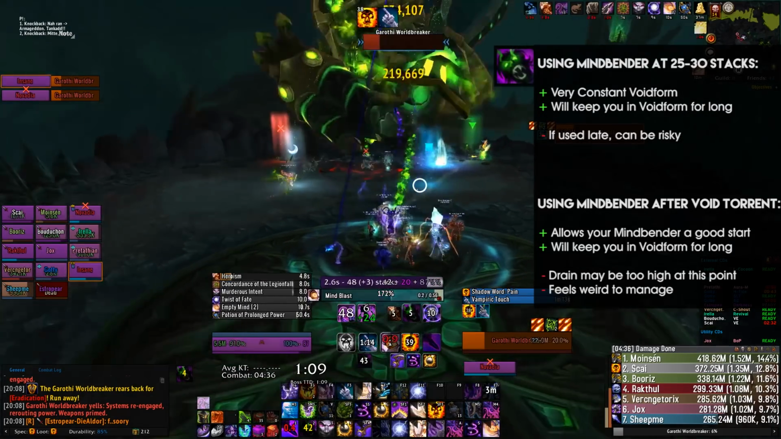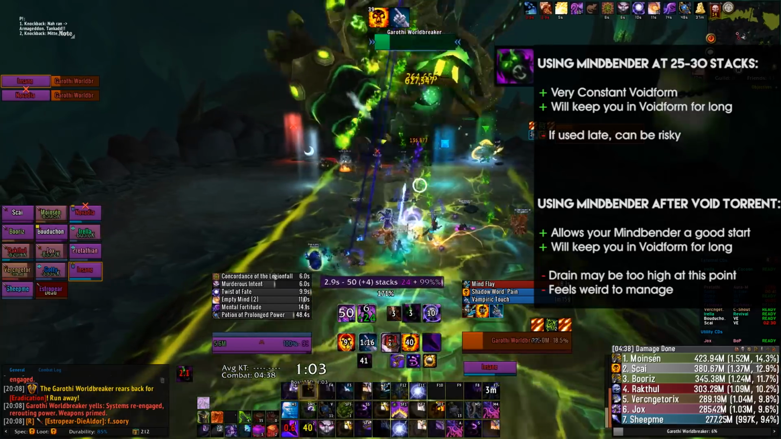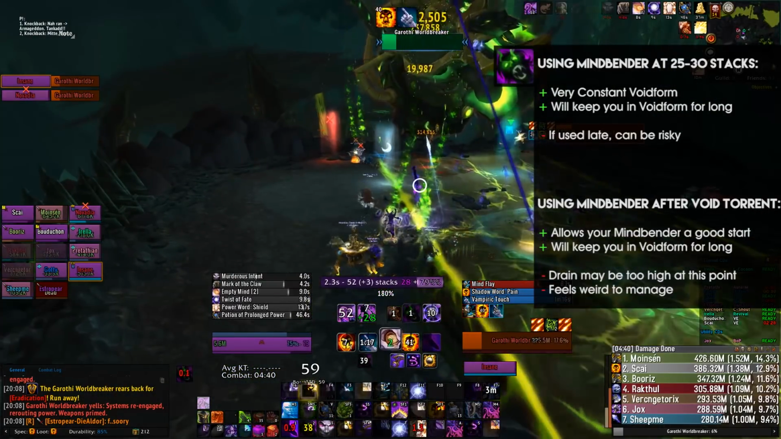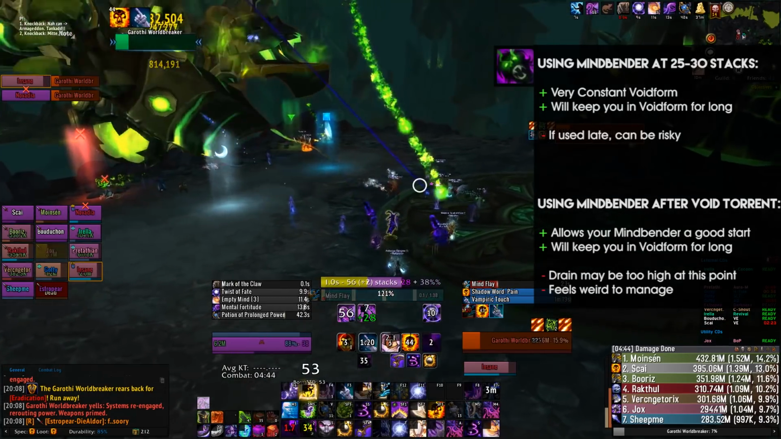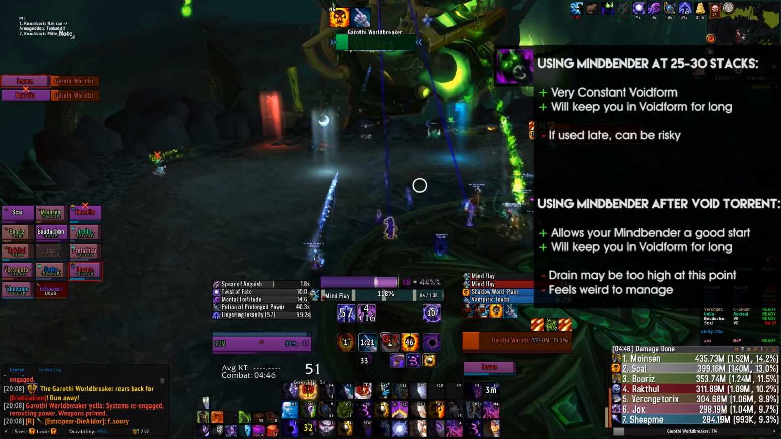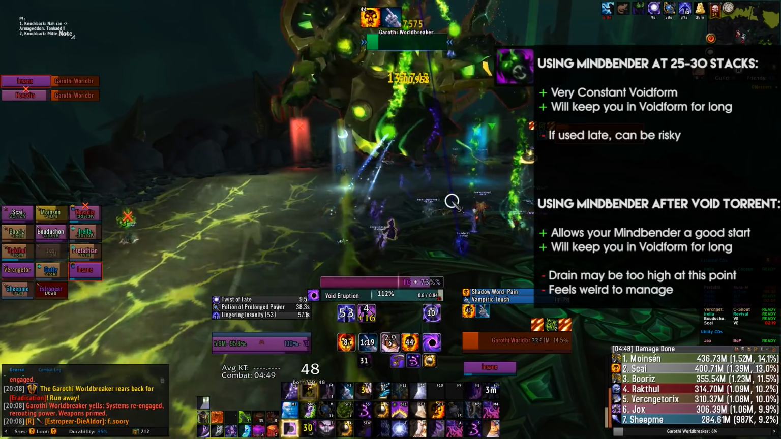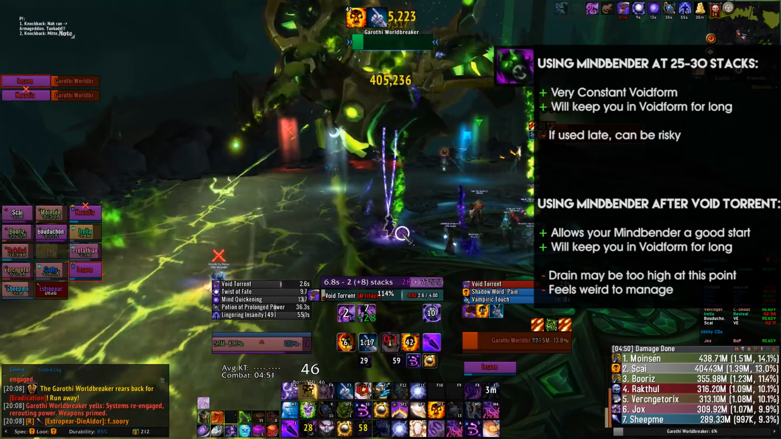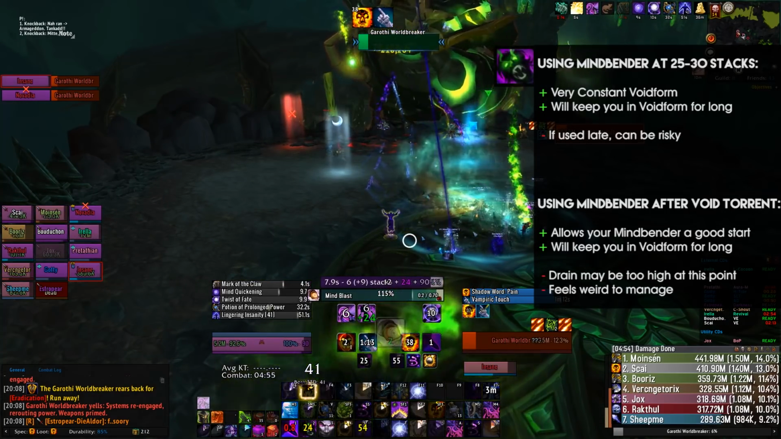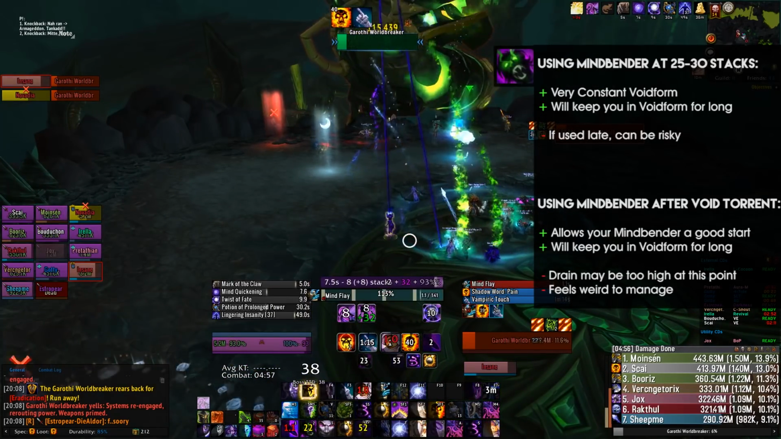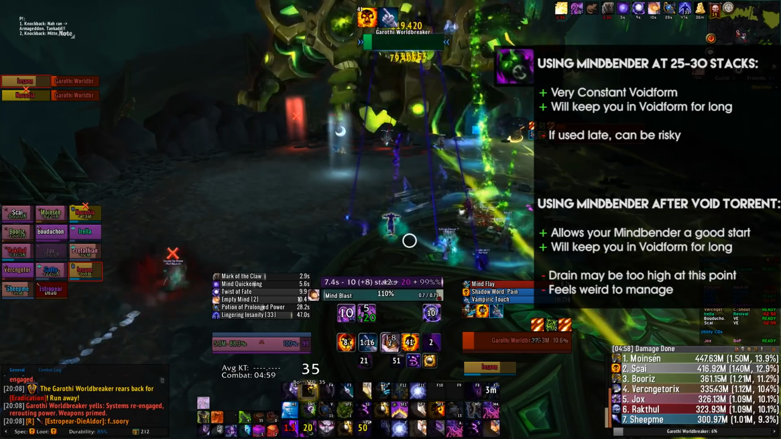The potential risk in this use, however, is that if your Mindbender is used even a second too late, or you use it when your drain is already too high for the Mindbender's insanity generation to compete with it, you will quickly drop out of Void Form, having a Mindbender that can now not really make use of your Void Form, thus rendering it somewhat useless. The risk of this happening is low, rest assured, but still it can happen.